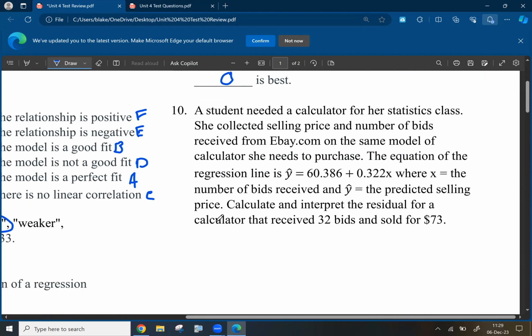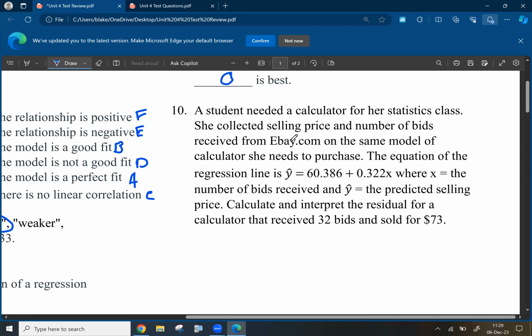All right. So this one, a student needed a calculator for her stats class. She collected selling price and number of bids received from eBay.com on the same model of calculator she needs to purchase. The equation of the regression line is that, where X is the number of bids received and Y hat is the predicted selling price. Calculate and interpret the residual for a calculator that received 32 bids and sold for $73.